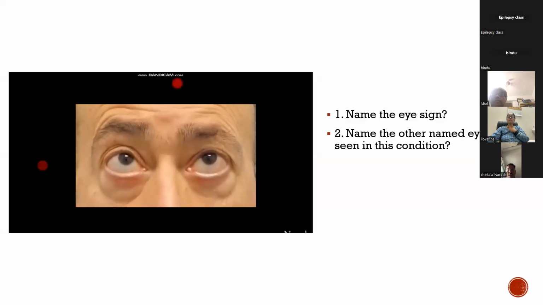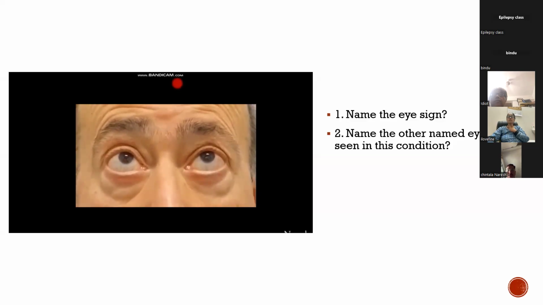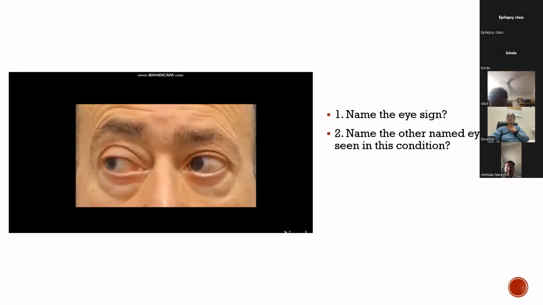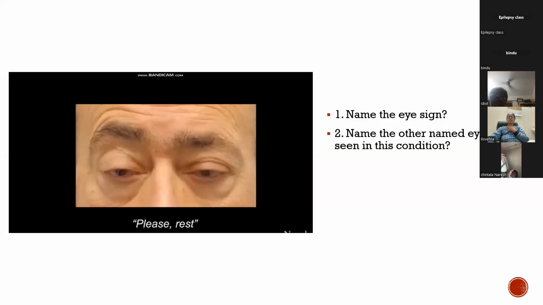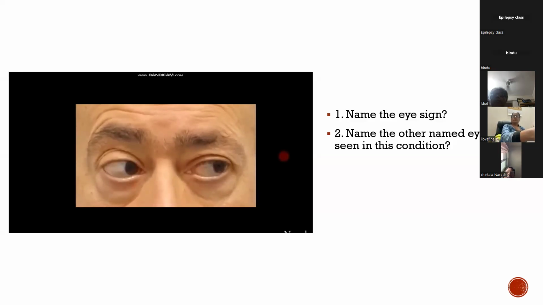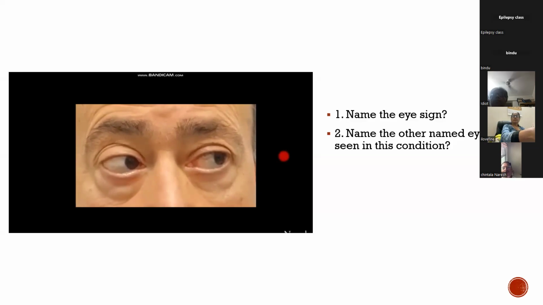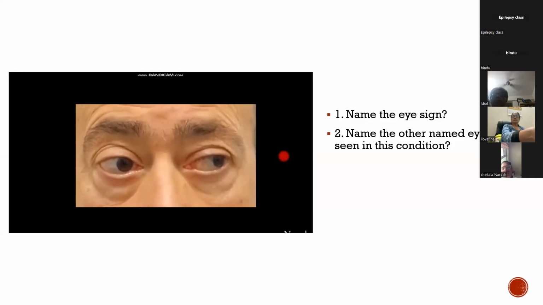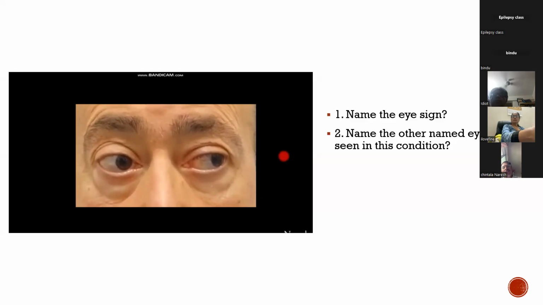So here the patient is asked to see the red dots. Now the patient is asked to take rest. And again, he is asked to look into that red dot.